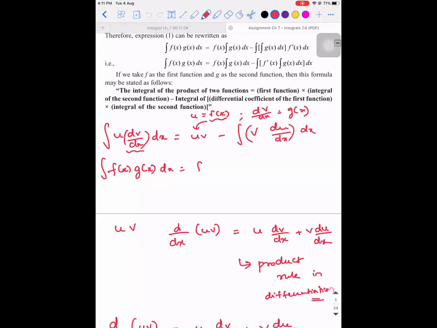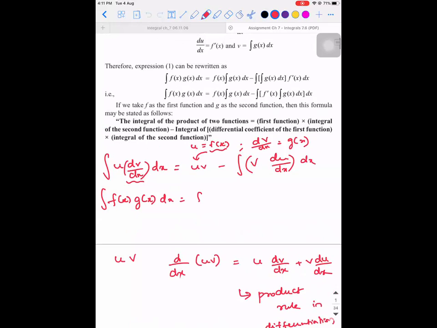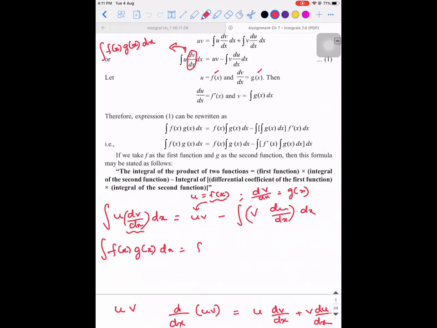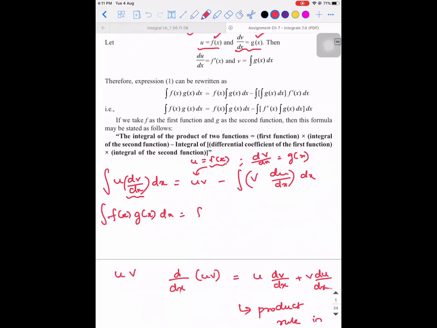I had some network issue. Till where was I audible? U is equal to f of x, yes. If I call dv by dx as g of x, then in place of u I take f of x, and dv by dx as g of x. Then the formula is integral of u into dv by dx dx is equal to uv minus integral of v into du by dx into dx.